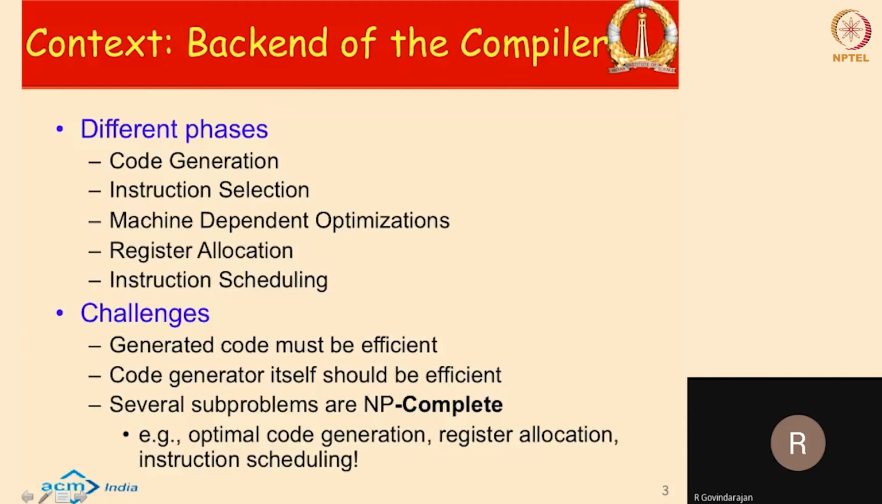That means that if you want to get the optimal solutions, you have to spend a very long amount of time, an exponentially large amount of time. That's not possible. So you have to come up with efficient heuristics which can do this in a reasonably good way, but very, very fast, right? So all of these problems are NP-complete, like optimal code generation, register allocation, instruction scheduling. And if you want to combine instruction scheduling and register allocation, that's also complex, and so on. So this is the context, and this is the challenge that we are facing.